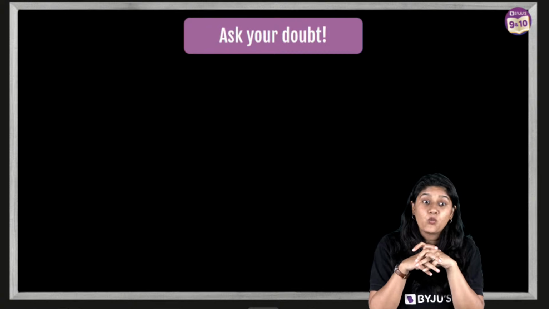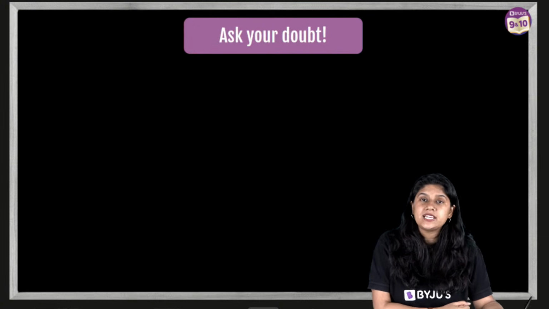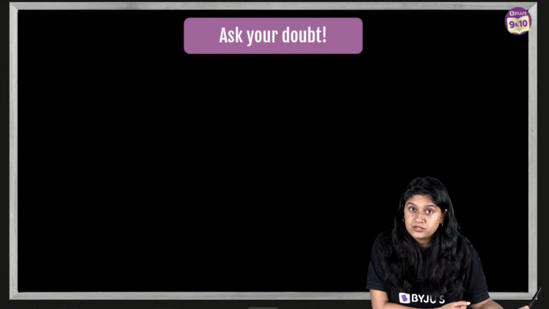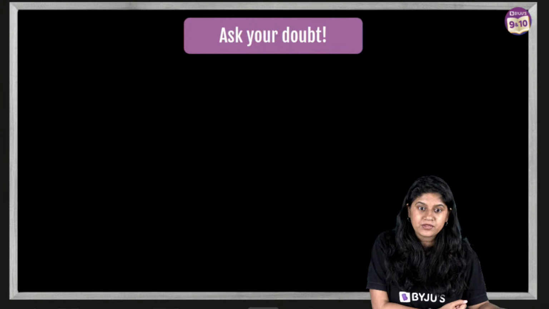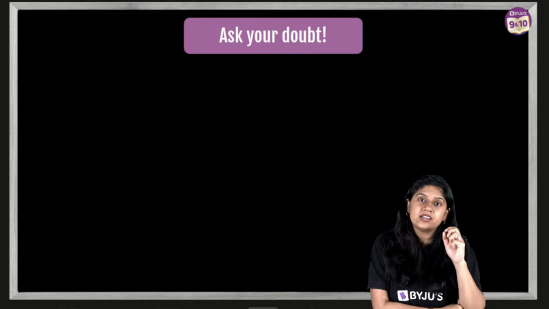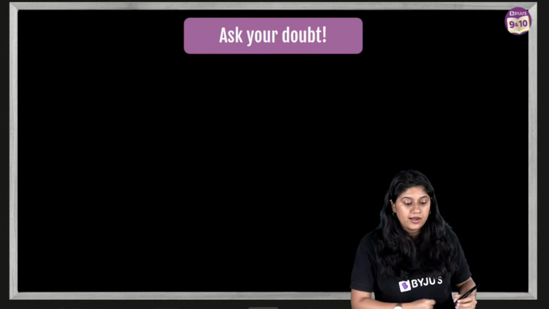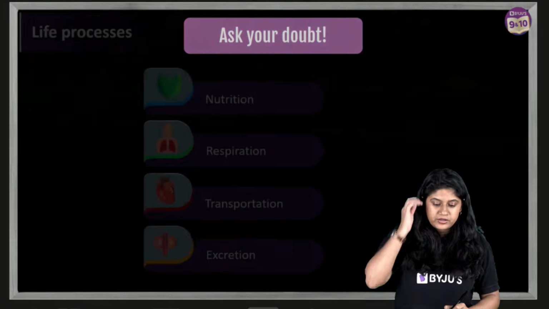Why is the small intestine in herbivores longer than in carnivores? Because herbivores eat plants, right? And of course their digestion takes much more time because of the cellulose, so it requires more of the digestion process, and hence the large intestine is also longer in herbivores as compared to carnivores. Clear? Are we clear, everyone? Very good. Chaliye. Now everyone, we are done with nutrition and now we will be moving to respiration.